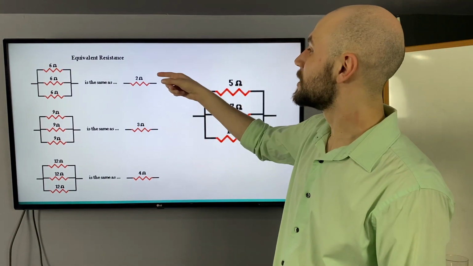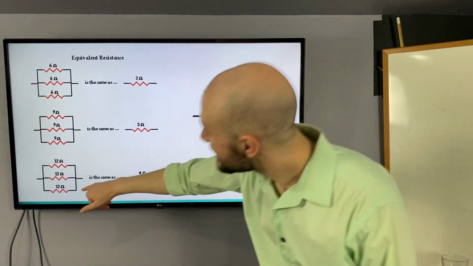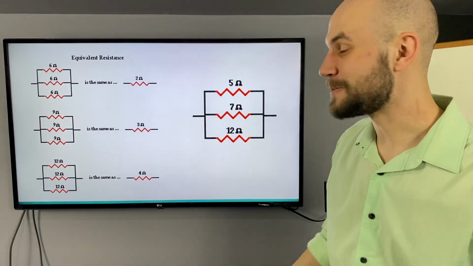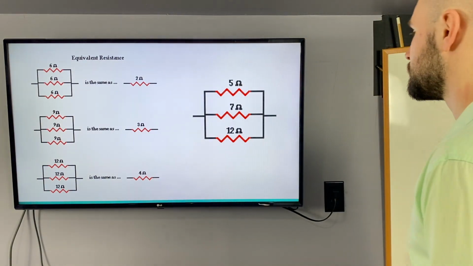Notice that the equivalent resistance in a parallel connection is always going to be less than any of the individual resistors that we put in there. That's different from our series situation.